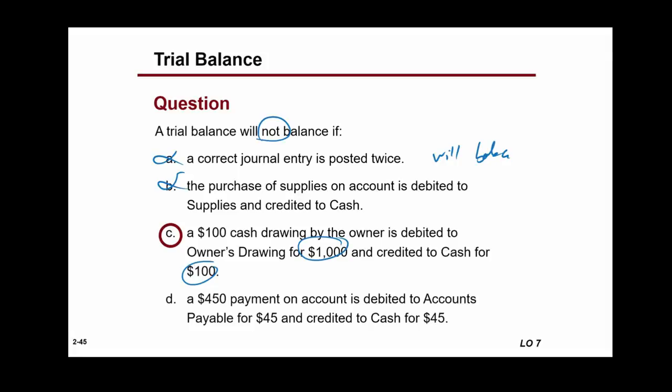$450 payment on account is debited to accounts payable for $45 and credited for $45. So in this case, you should not think about whether this is correct or not. What you're thinking about here is, will they be equal or not? You made the same mistake. Here you had 450, but you entered it as 45 on both sides. So it was supposed to be 450, you entered it as 45. You made the same mistake on both sides. When you make the mistake on both sides, the trial balance will balance.